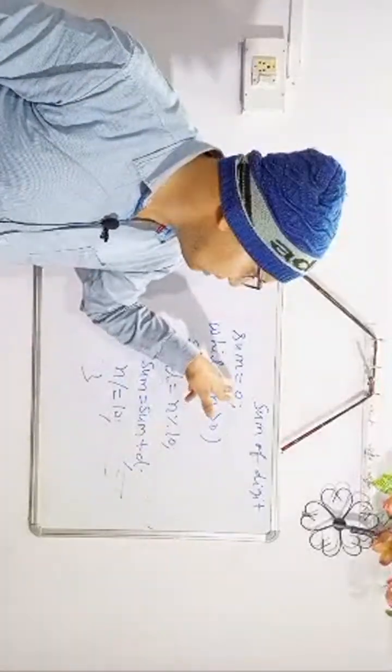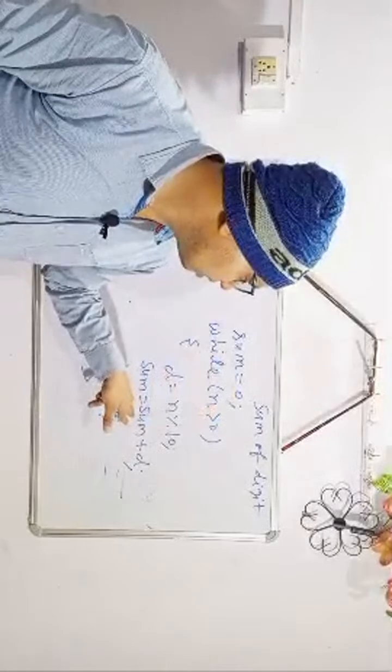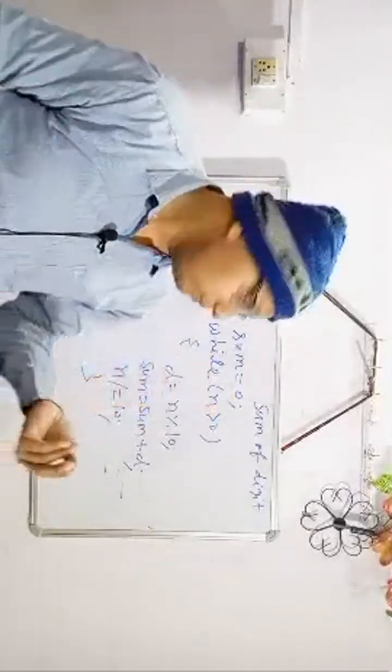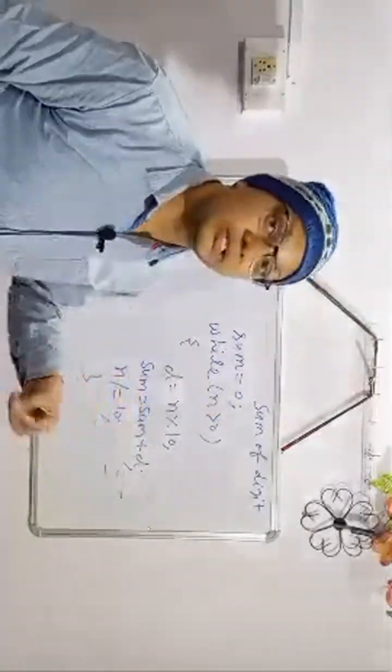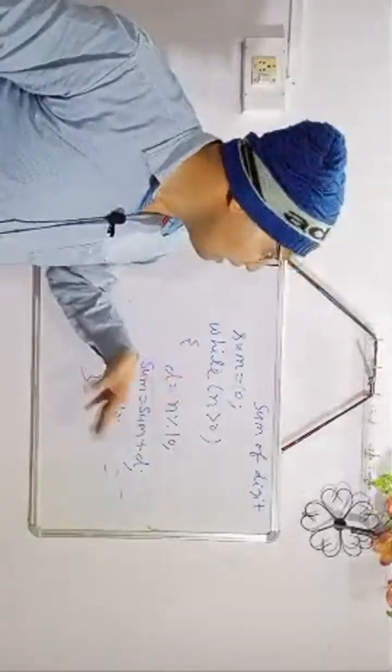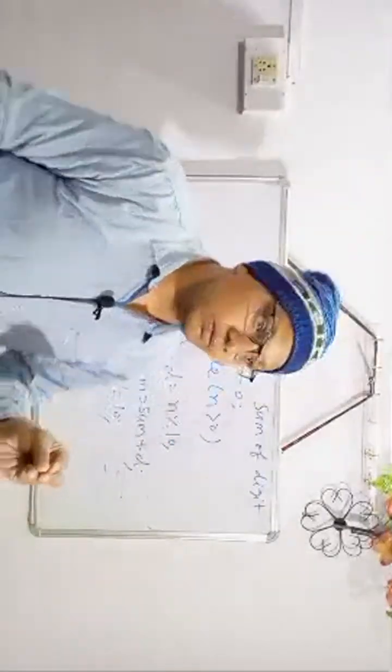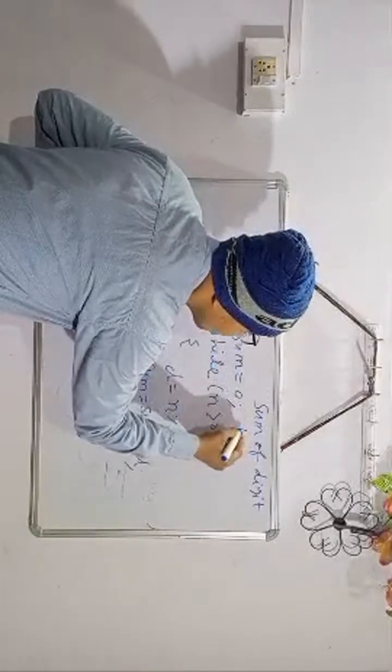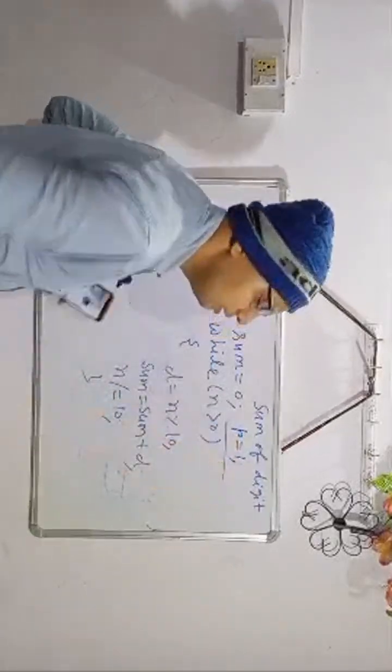If you don't take it initially as 0, then there will be a compilation error that the variable is not initialized in the beginning. And if you are finding the product of the digits, then the initial value should be taken as 1.